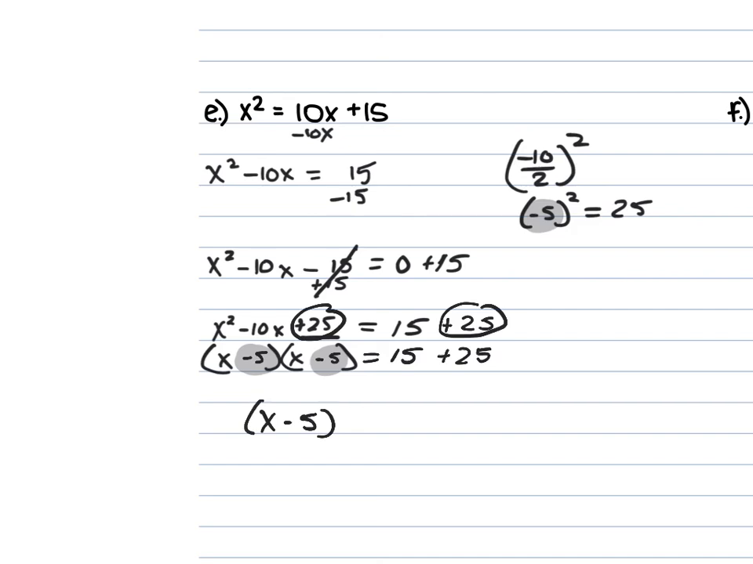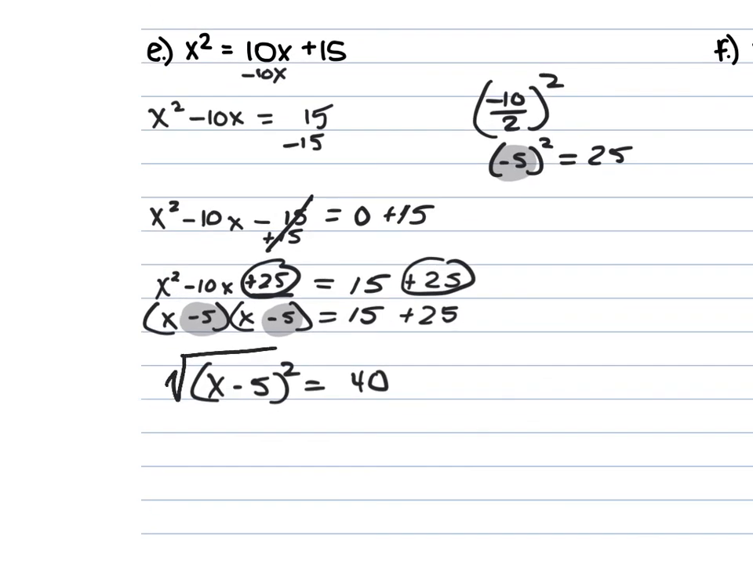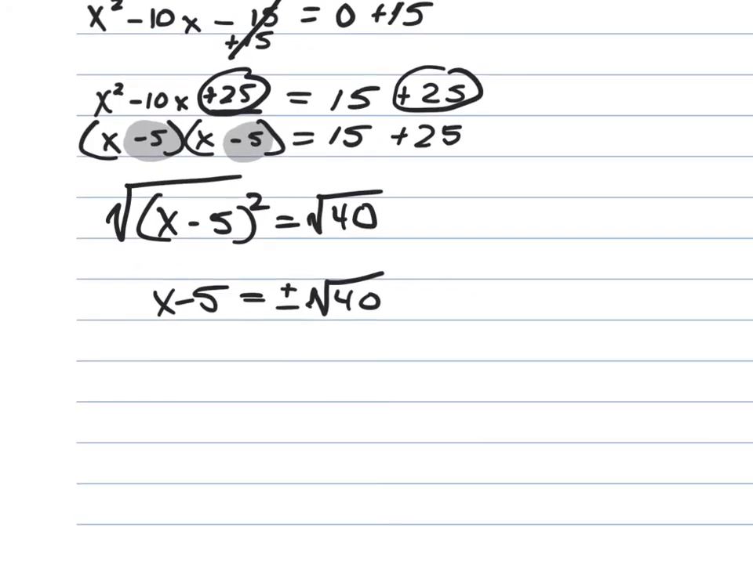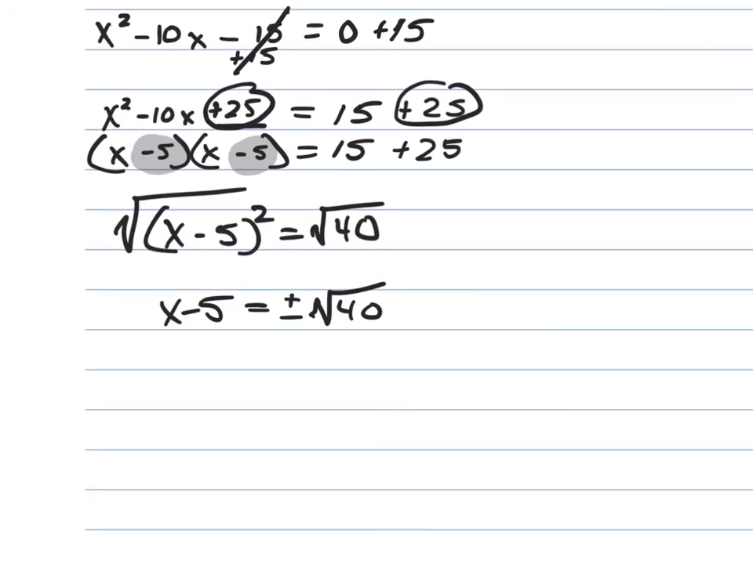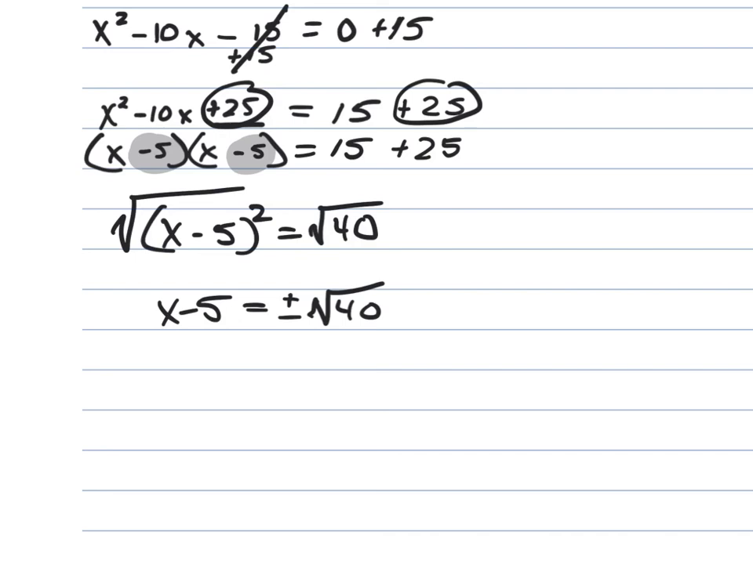So x minus 5 squared equals what's 15 and 25? 40. And the square root, so x minus 5 equals plus or minus the square root of 40. Plus 5, plus 5. Yeah, we come back. Okay. I thought it was 35. No, 15 plus 25 is 40. 25 plus 10 would be 35. We'll finish this up tomorrow.